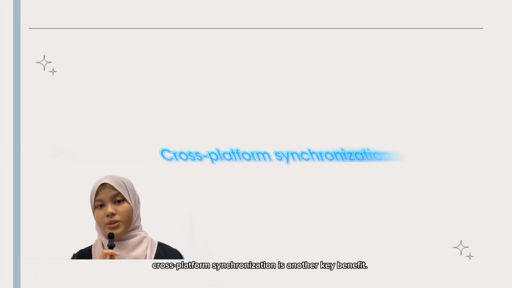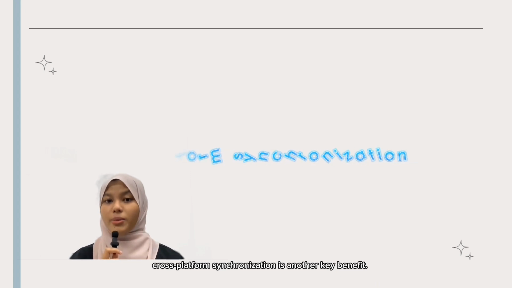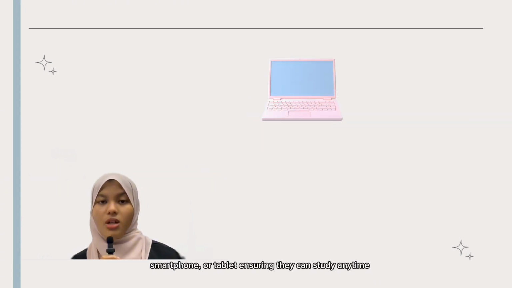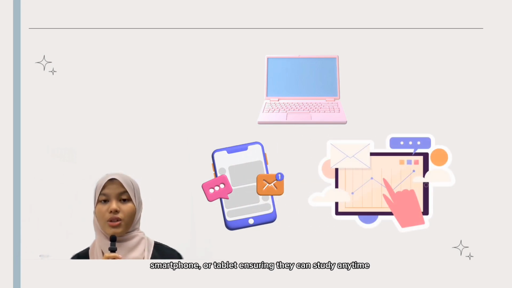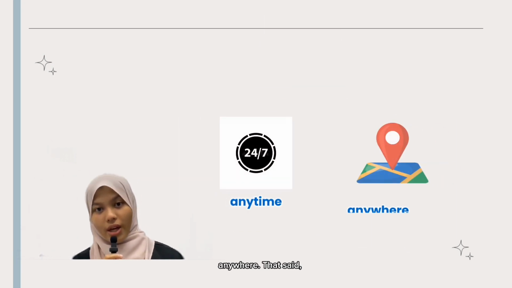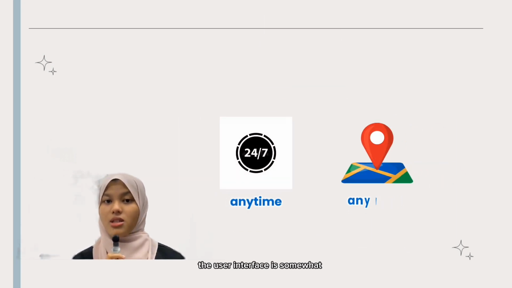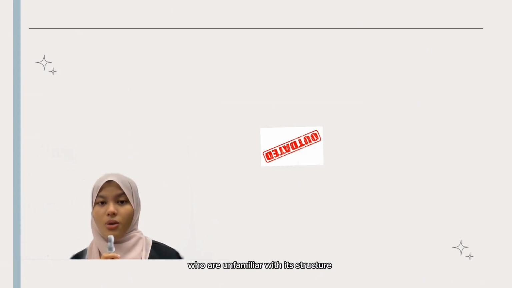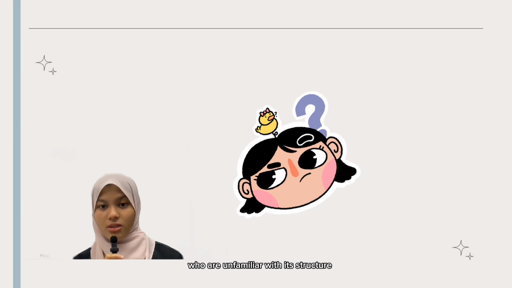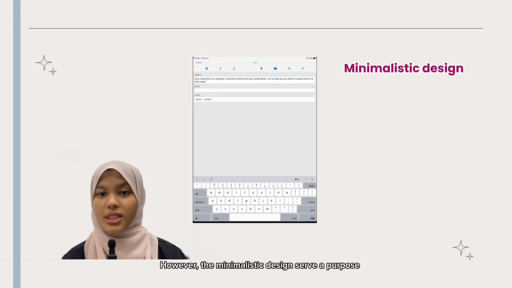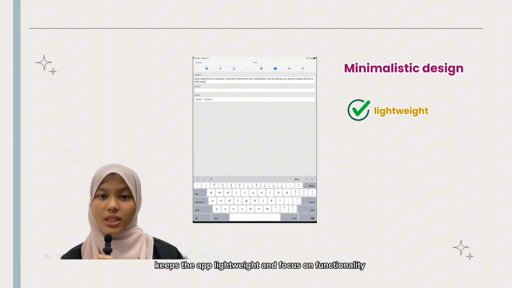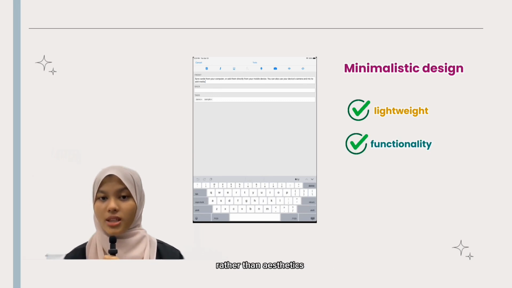Anki's cross-platform synchronization is another key benefit. Users can create and review cards on their computer, smartphone, or tablet, ensuring they can study anytime, anywhere. That said, the user interface is somewhat basic and may feel outdated, particularly for beginners who are unfamiliar with its structure. However, the minimalistic design serves a purpose. It keeps the app lightweight and focused on functionality rather than aesthetics.